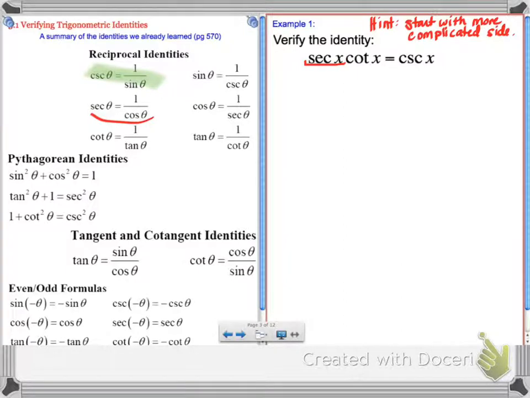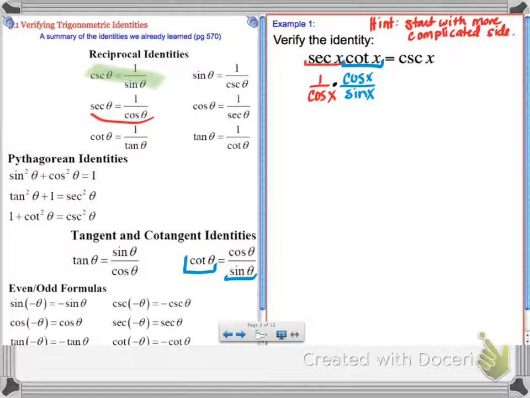Now what I'm going to do on the left is slowly start to change things around. And I'm going to change things around by replacing these values with things that they're equal to. So secant of theta is equal to 1 over cosine of theta, so secant of x, 1 over cosine of x. Doing the same with cotangent of x, I'm going to replace it with cosine of x over sine of x because they're equivalent values.